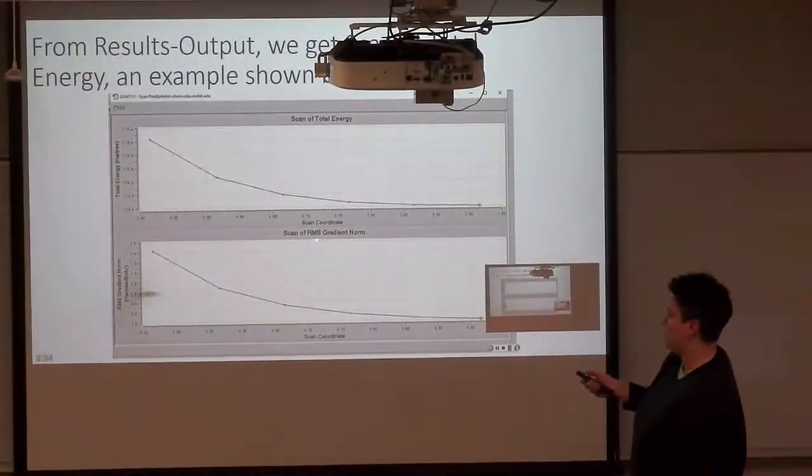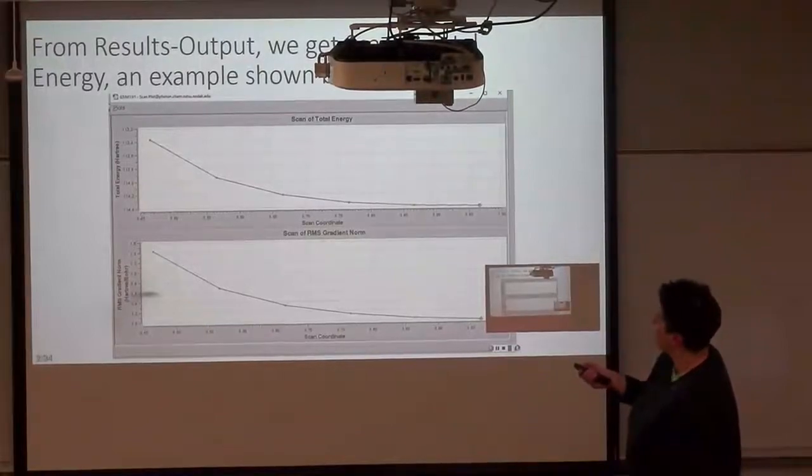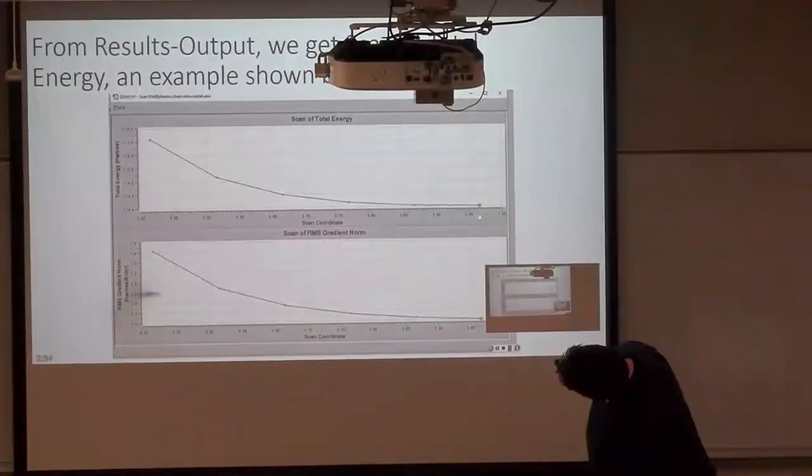I'm not sure what RMS stands for, but this is the gradient norm. Anyone? Root mean squared? That's what, okay. So these are the options you have to produce this graph. It's nothing too shocking. It gets down to this energy.